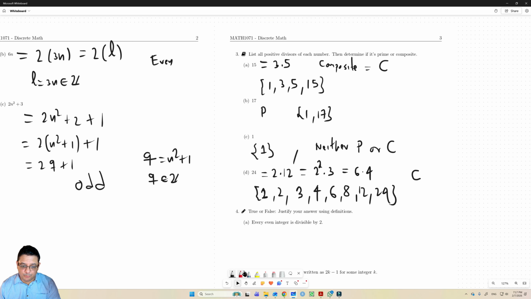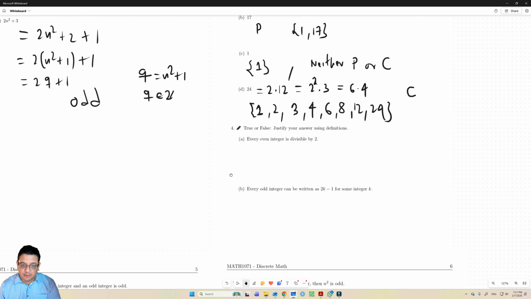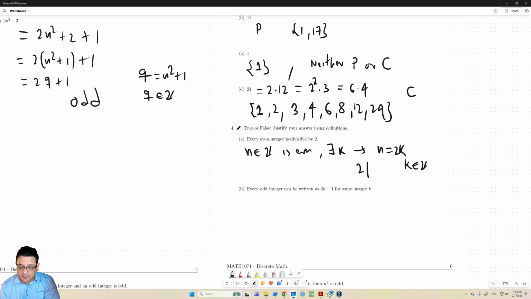Now let's go with some true and false questions. Every even integer is divisible by 2. So let's remember that if n, which belongs to the integers, is even, then n is equal to 2k. Just because it has this shape, 2k, we can see that it's divisible by 2. So this relationship n equals 2k means that 2 divides n.